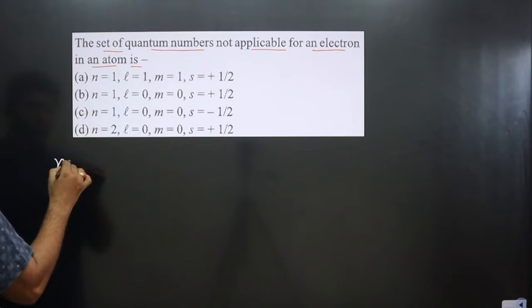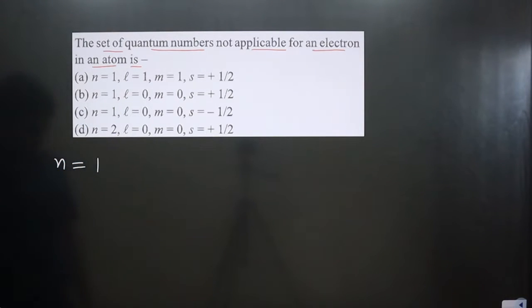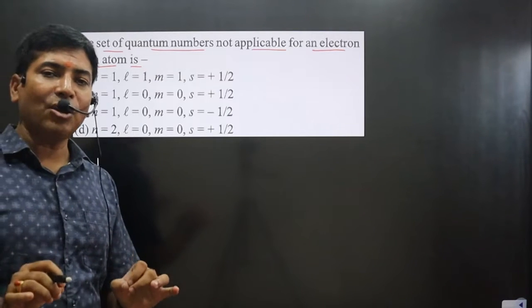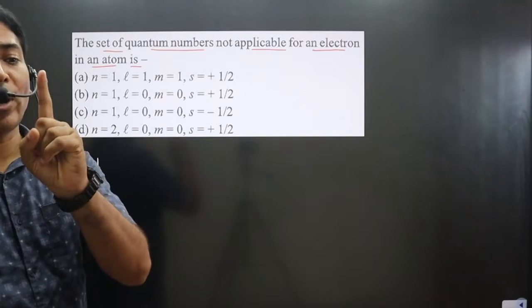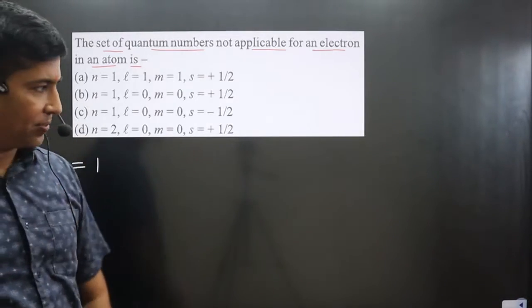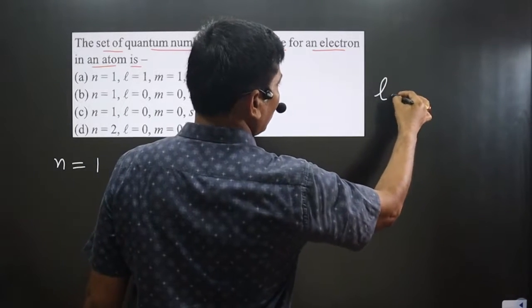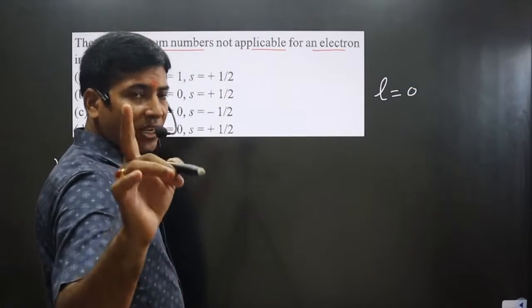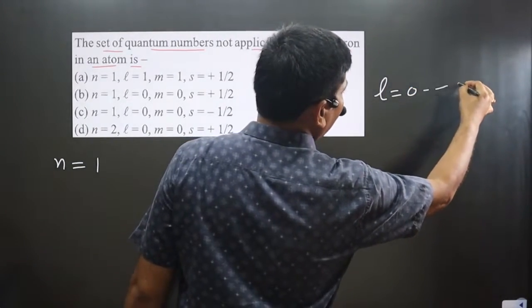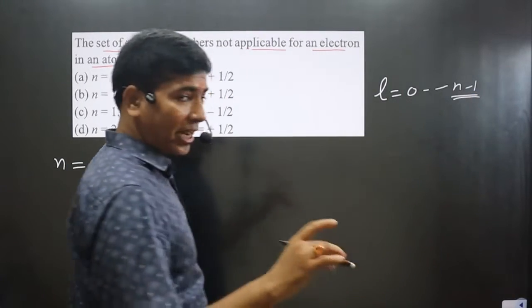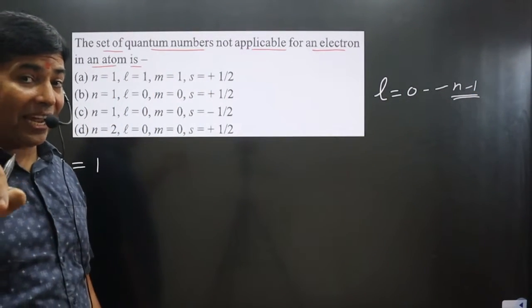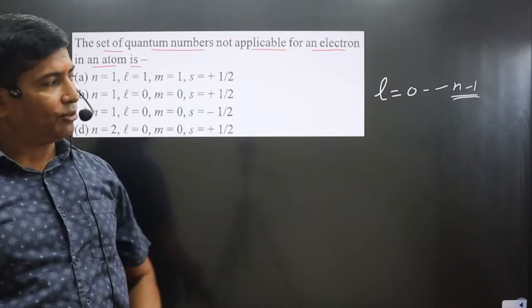The minimum value of n is what? 1. n is the principal quantum number value. Then if we determine the l value, that is the azimuthal quantum number value. So the l value is always less than the n value by 1 unit. So we have the formula for l: l is equal to 0, the l value will always start from 0, and then we have n minus 1, because the l value is always less than the n value by 1 unit.